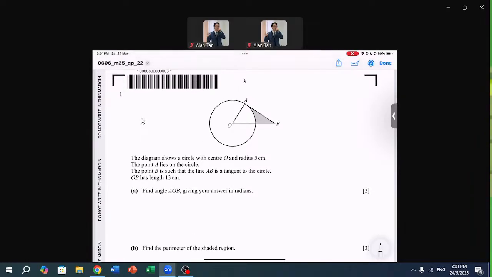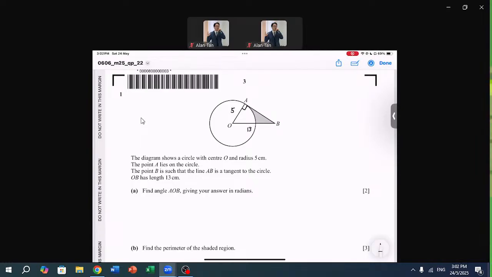Alright, so first question. The diagram shows a circle with center O and radius of 5 cm. The point A lies on the circle. The point B is such that AB is a tangent to the circle. So immediately we know this is 90 degrees, and this is 5. OB has a length of 13. Find angle AOB, giving your answer in radians.